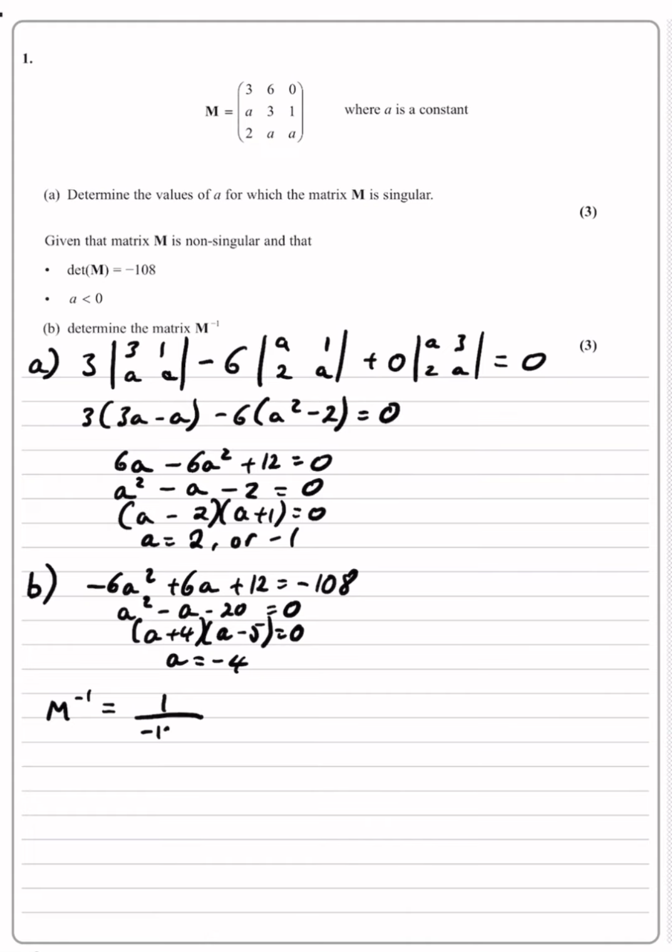So 1 over -108, 1 over the determinant, lots of, and then the matrix that came up on the screen a second ago: -8, 24, 6, -14, -12, -3, 10, 24, 33. You can bring the determinant into the matrix and write them all as fractions if you wish. That's absolutely fine. I think it looks a little bit prettier like that. And there we go, question number 1.